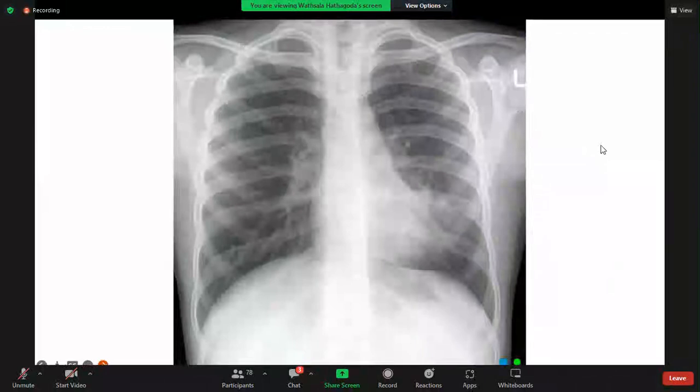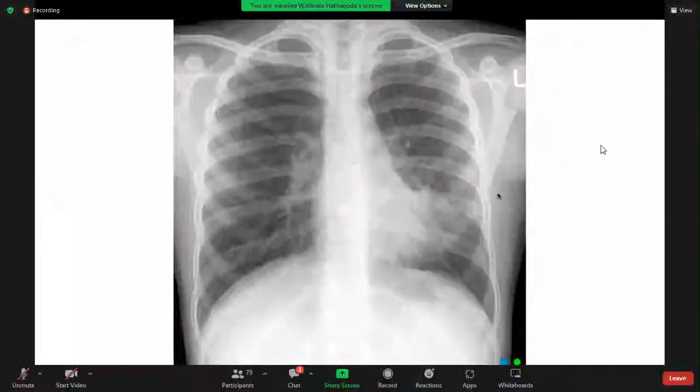So what is this? Again, with any infection, there can be some peribronchial flare up. So in both hilar regions, you might see bronchial and vascular markings. So don't worry. Most of the infections, you will see that. But apart from that, what else can you see here?